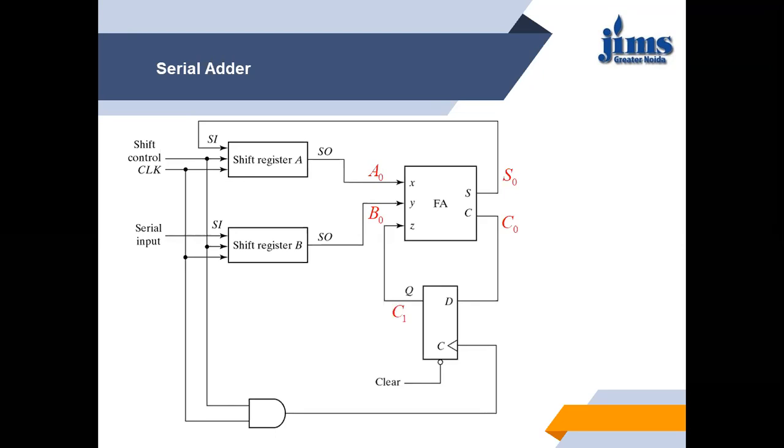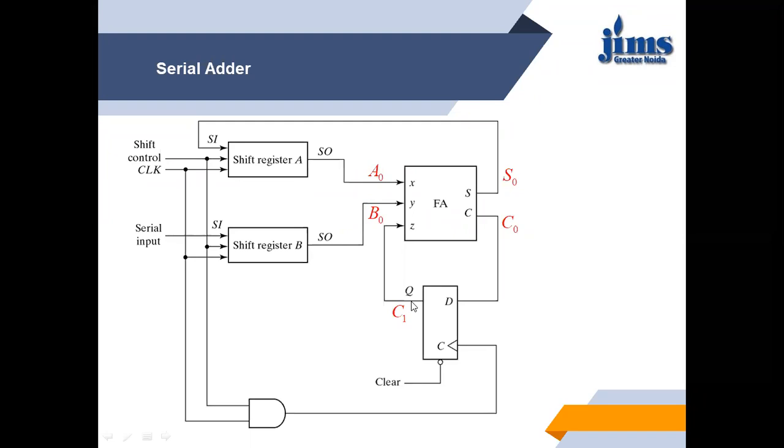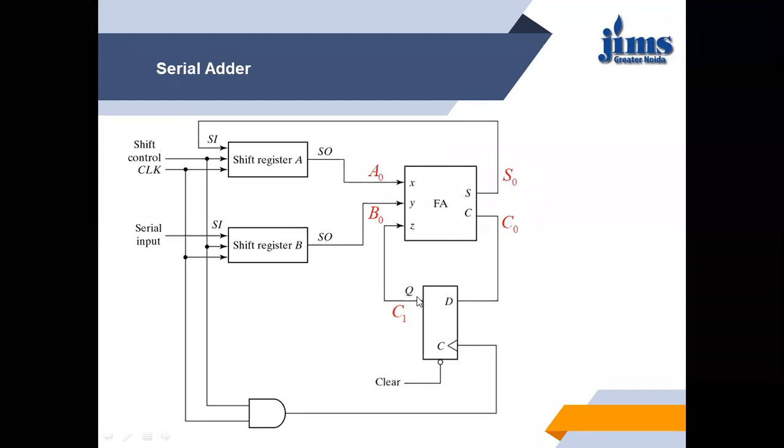Now with the next clock cycle, what happens? This C0 comes to the input of the D flip-flop, and whenever the clock is given, because we are giving the clock continuously and synchronously, shift register A, shift register B, and the D flip-flop all have a common clock. So whenever the next clock is given, this C0 will be at the output of the flip-flop. In this manner, we will be adding A1, B1 and C0. So on the next clock pulse, the next output will be S1 and C1. Again, this C1 is fed back with the next clock to the input of the flip-flop.